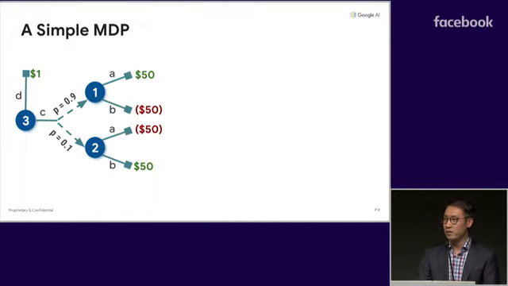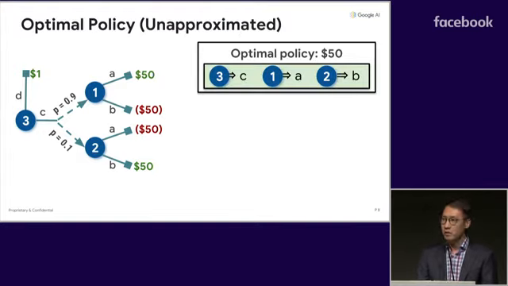To illustrate this, consider this simple MDP, where action D in state 3 gives you small reward, action C randomly transitions you to one of two states, and action A and B gives you either a high or low reward with the parity flipped at the two states. It's easy to see that the optimal policy takes action C, and if you end up in state 1, take A, and if you end up in state 2, take B. This gives you a value of 50.